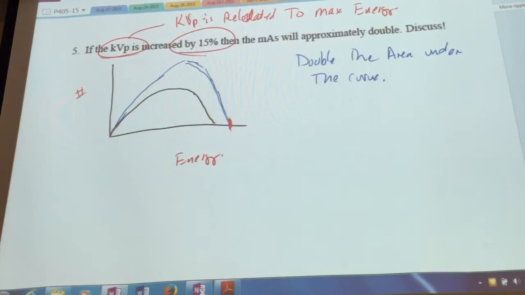So for number 5, you would want us to draw a graph, right? That would be a great start. And explain it too. We need some words too. Definitely need a graph. Definitely need to indicate that the graph has twice the area under the curve. The max energy is indicated by the red tick mark I put there. Yeah, that would do it.